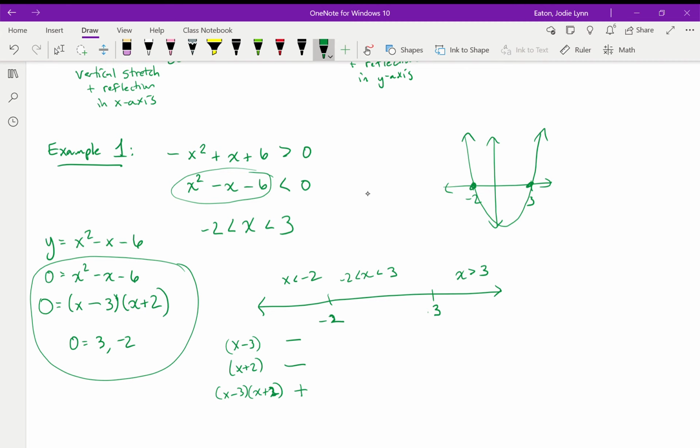Here, between -2 and 3, x minus 3 is definitely still negative. You can pick a number, 0. 0 minus 3 is definitely negative. x plus 2 now is positive, though. So a negative times a positive gives us a negative. This is the region we're looking for. Now when x is greater than 3, x minus 3 is positive, x plus 2 is positive, and we get a positive for our answer.